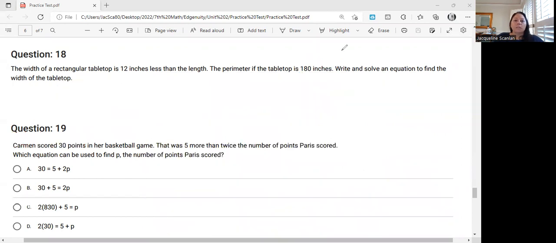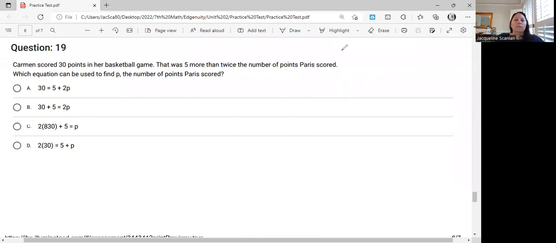Moving on. Question 19. Carmen scored 30 points in her basketball game. That was 5 more than twice the number of points Paris scored. Which equation can be used to find P, the number of points Paris scored? All right, so they've already defined the variable. They've already told us that P represents the number of points Paris scored.